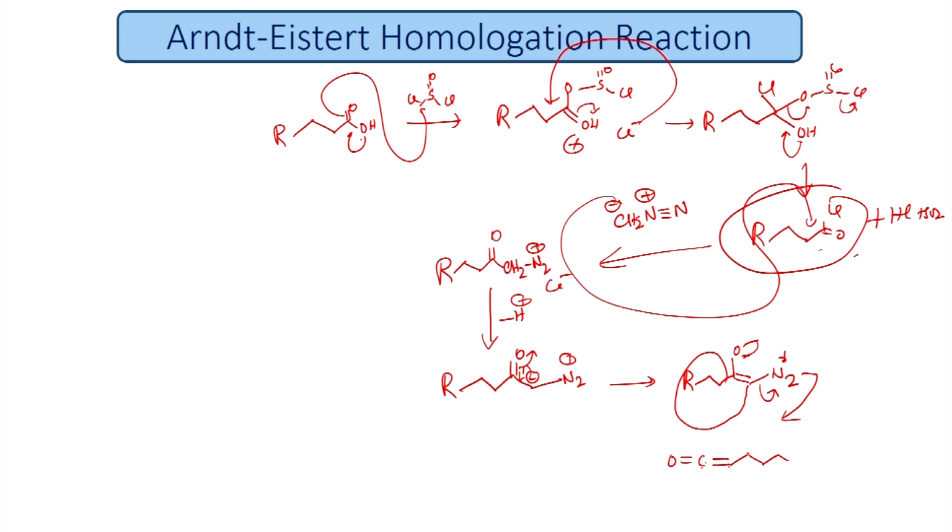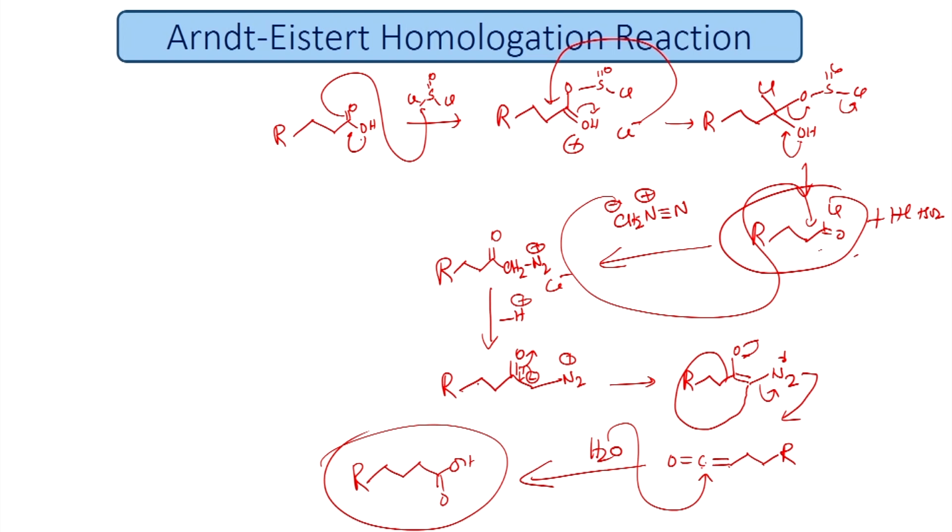Once you form this one, this depends upon the reaction conditions. For example, if you have water as a nucleophile, which can undergo addition reaction, then you will be able to form the corresponding carboxylic acid. So, if you remember here, you add one CH2 extra in this case. For example, you start here with the carboxylic acid, and you can see the addition of one CH2.